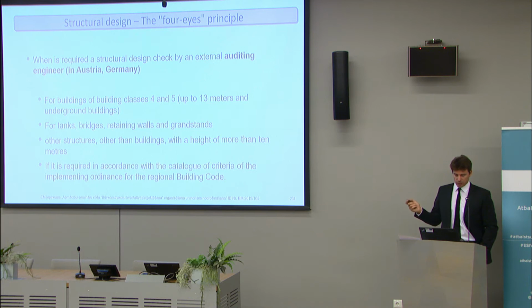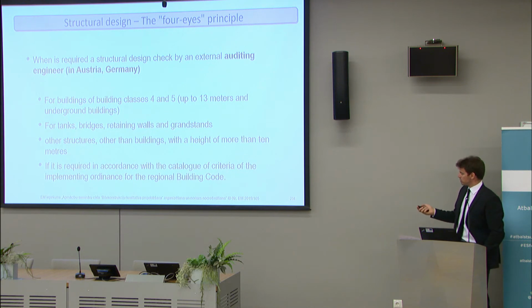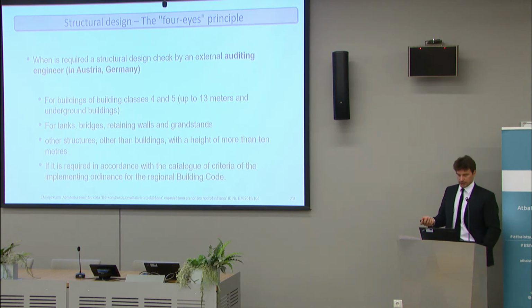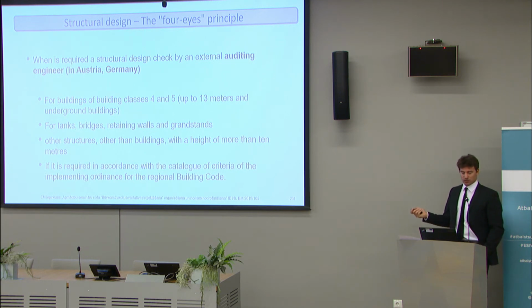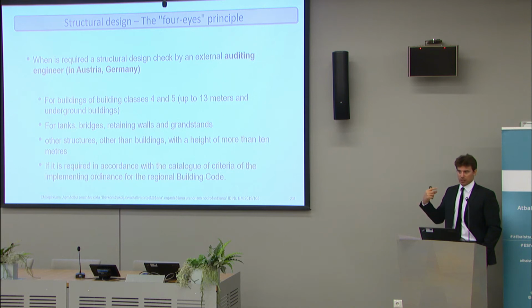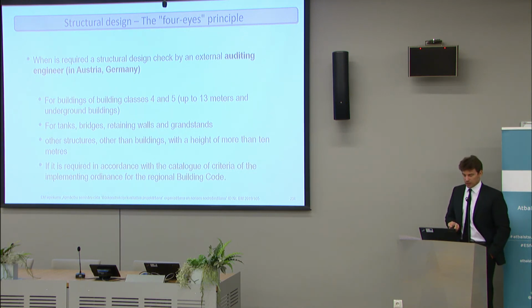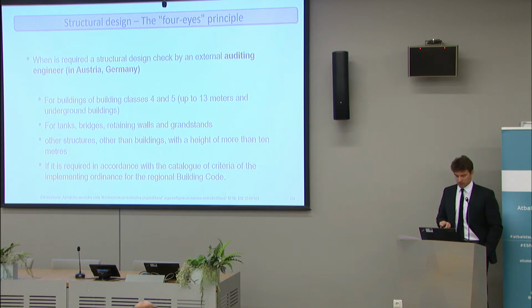In Austria or in Germany, there is a specification, although in tenders the client can require to have it or not. For buildings or building classes 4 and 5, this means up to 30 meters. For tanks, bridges, retaining walls or grandstands, this is probably related also to the consequence classes, because grandstands are structures that, if they fail, have high consequences. Yeah, for other structures, if you do something strange, they say then you need an external review.